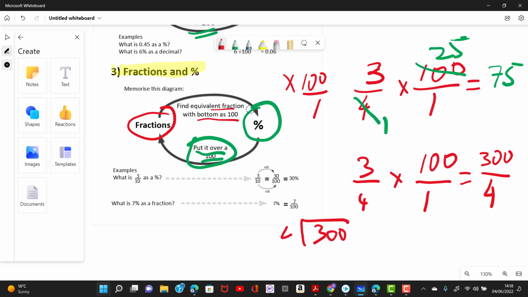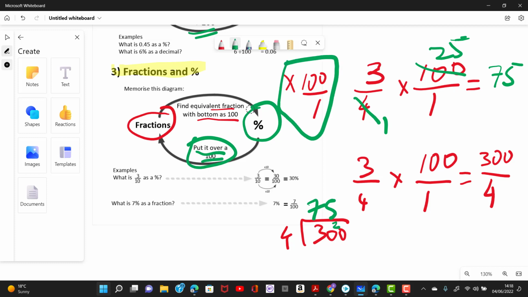300 divided by 4. How many 4s go into 30? 7, remainder 2, and how many 4s go into 20? 5. So 75. You still get the same answer. Okay, so it's as simple as that. Percentage to fractions, put it over 100, and fractions to percentage, all you got to do is times it by 100 over 1.